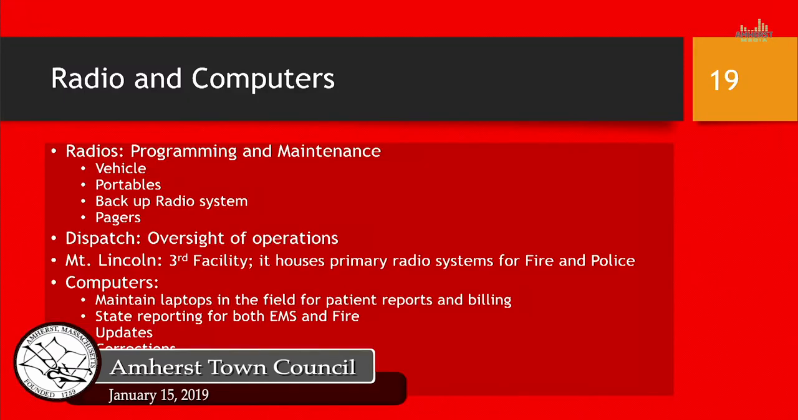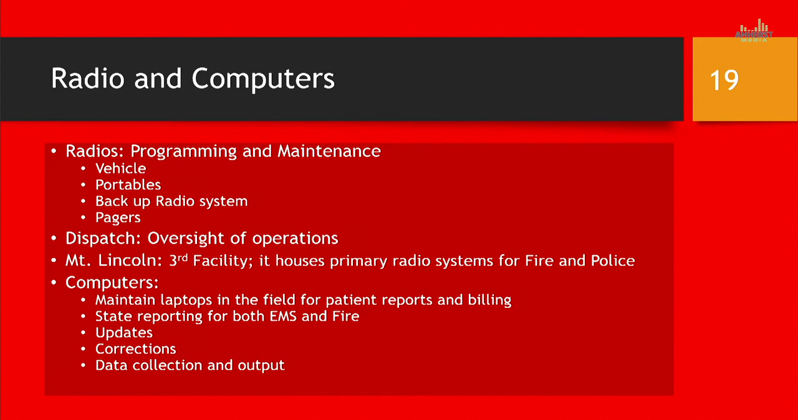And just back to equipment again, another big part of what we do is our radio communication system. I'm not going to spend too much time on that, but a couple of the key points. The Police Chief mentioned the dispatch center. Part of that is we actually have a third facility up in Mount Lincoln in Pelham. It's a small radio shack, but that is where the primary transmitters are for the police department, the fire department, and actually many other agencies, and we maintain that facility.